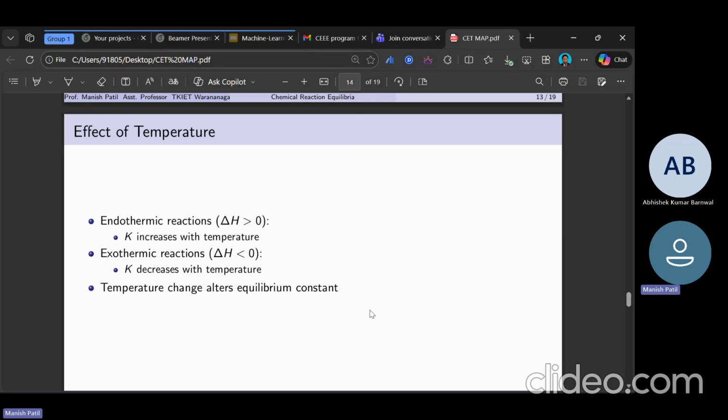For an endothermic reaction, when ΔH is greater than 0, K increases with temperature. For an exothermic reaction, ΔH less than 0, K decreases with temperature. So temperature change alters the equilibrium constant. Temperature is the only factor that changes the equilibrium constant.